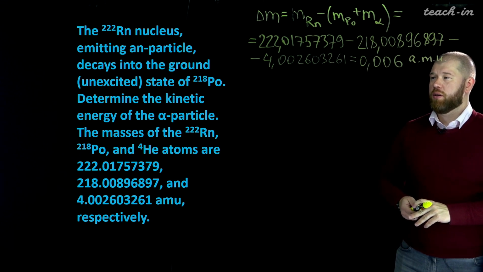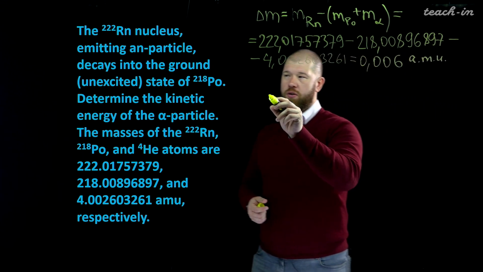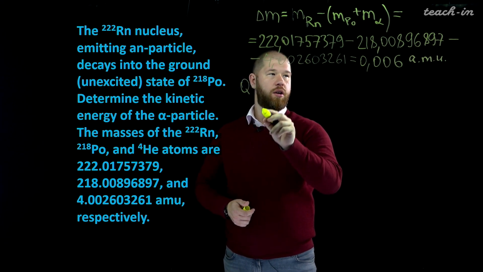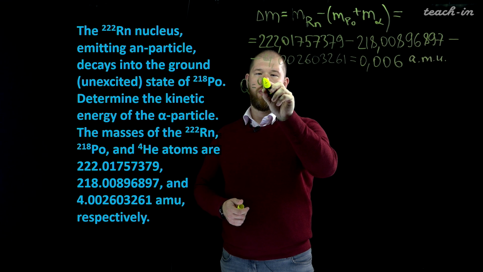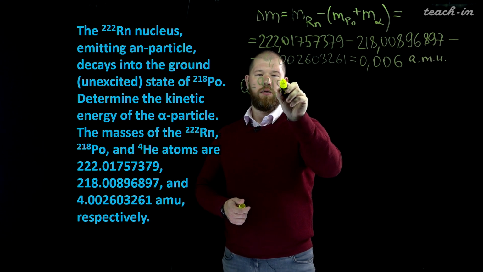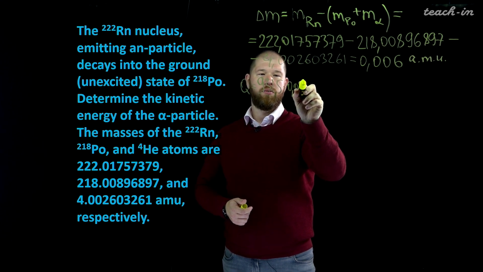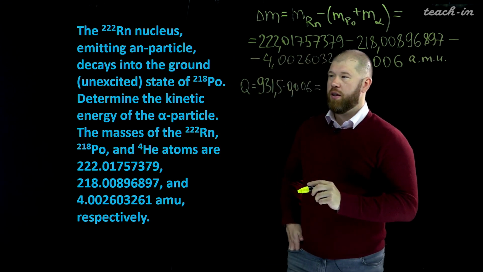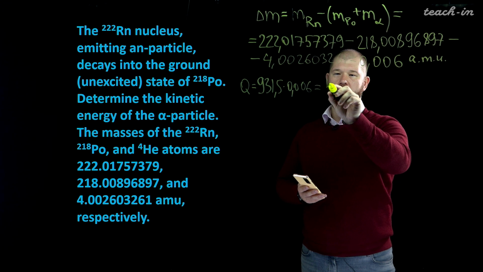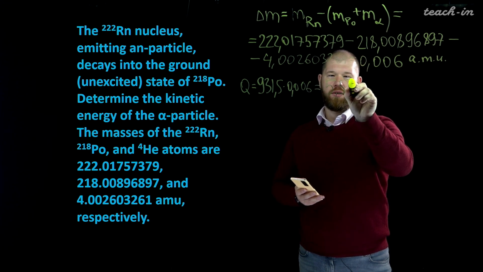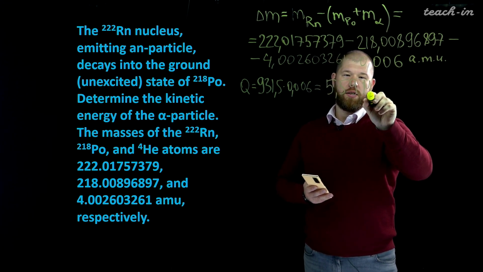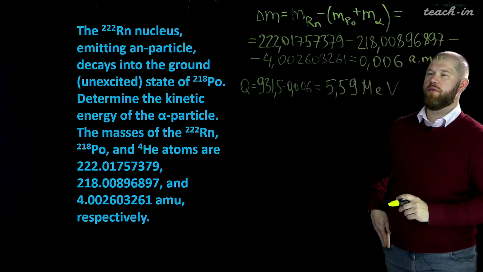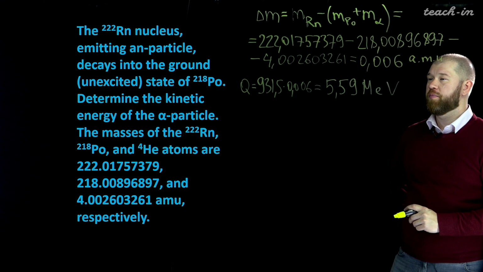And now we should calculate the energy of the alpha decay. So the Q will be equal to 1 multiplied by 0.006. And again, I will reduce the numbers to this. It is mega electron volts, 5.59 mega electron volts.